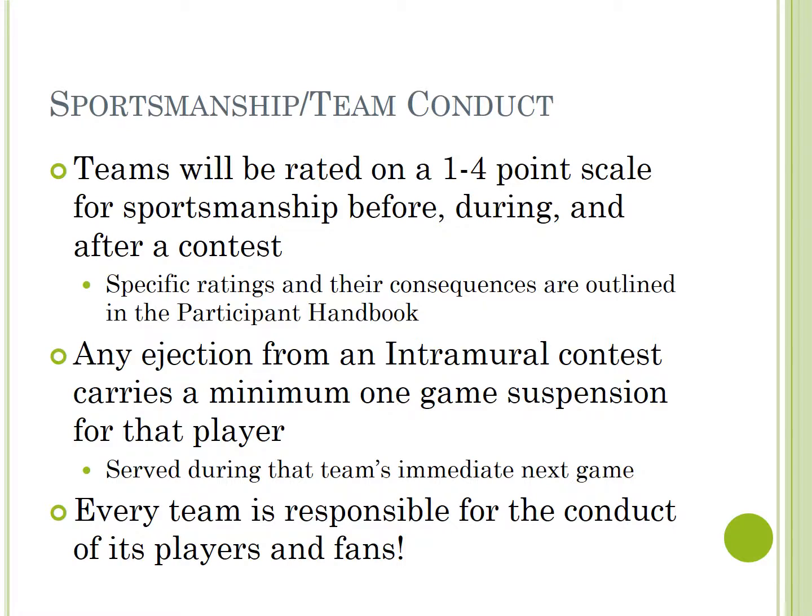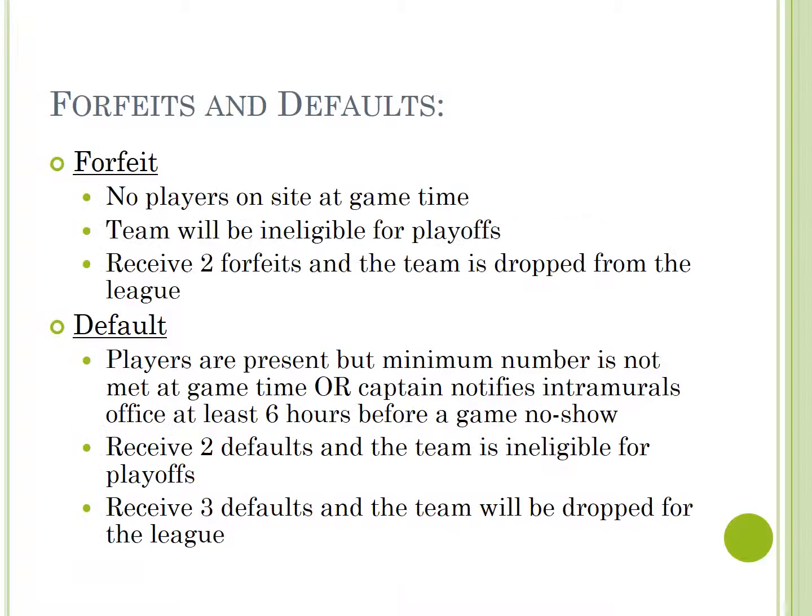Each team in every game will be rated on a 1 to 4 point scale for their sportsmanship before, during, and after a contest. If a player is ejected from a contest, that player will be suspended from their next game. A forfeit occurs when a team has no players on site at game time. That team will then be ineligible for playoffs, and if they receive 2 forfeits, the team will be dropped from the league. A default occurs when a team has players present, but the minimum number has not yet been met. Or if the captain notifies the intramural office that they will not be attending a game at least 6 hours in advance. If they receive 2 defaults, the team will be ineligible for playoffs, and if they receive 3 defaults, they will be dropped from the league.